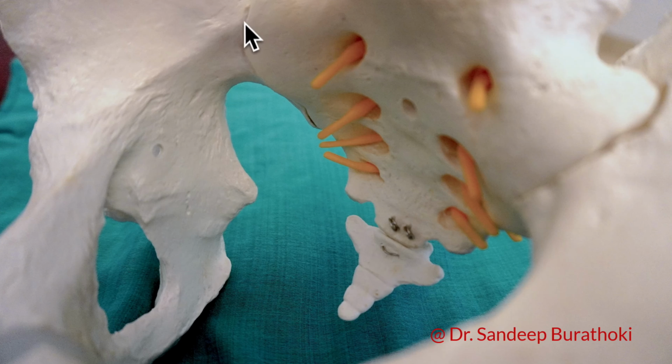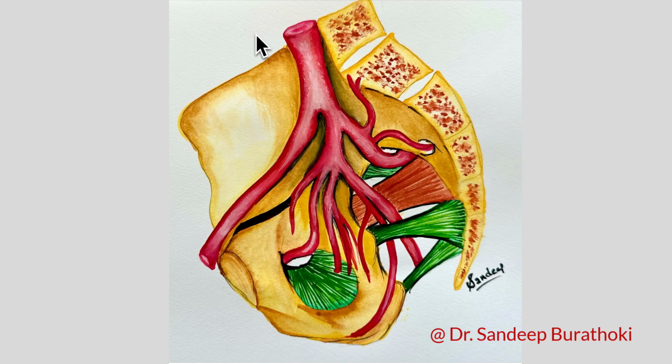This is the sacroiliac joint. This is the greater sciatic notch. This is the ischial spine, lesser sciatic notch, ischial tuberosity, obturator foramen. This is the sketch diagram of the pelvic artery in the female pelvis.